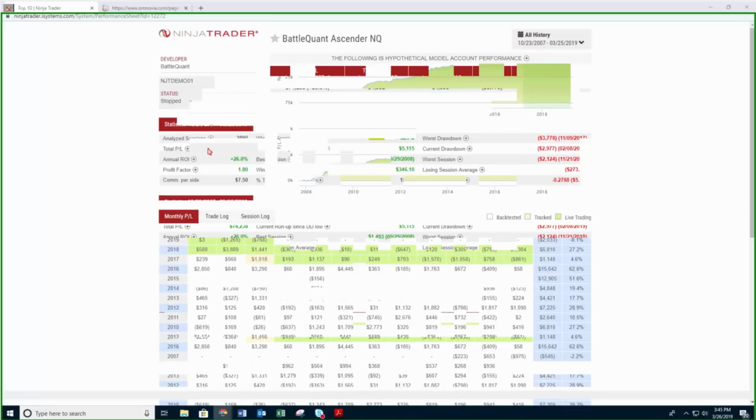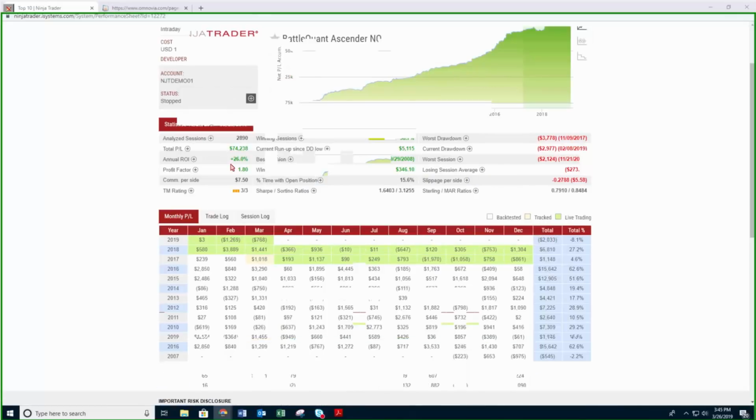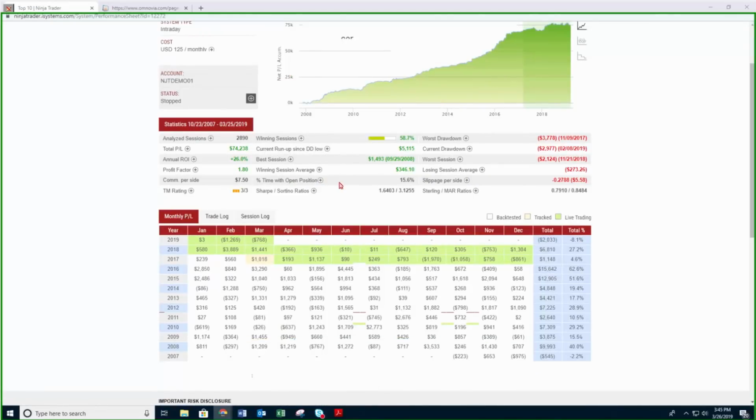Here you can start jumping into all sorts of statistics. Total P&L, profit factor. One thing I look at, I always focus on the drawdowns, the current drawdown, the worst session. I like systems that are in drawdowns personally because I think that's the best chance if you can start them in a drawdown and they can trade up to equity highs. It's like buying a system at a discount.